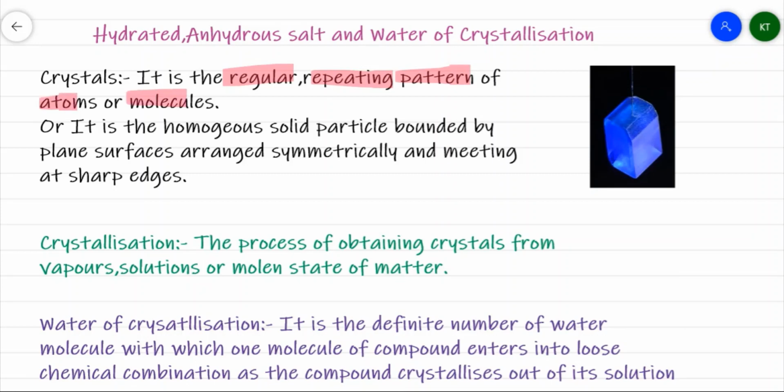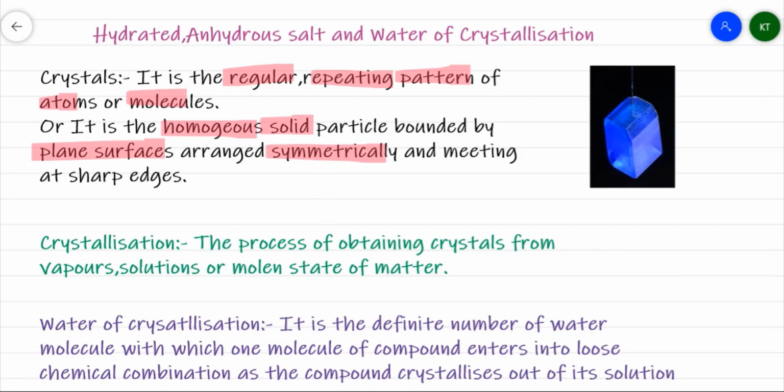That is called crystals. Or you can also define a crystal as a homogeneous solid. Homogeneous means the same throughout. A homogeneous solid particle which is bounded by plane surfaces, arranged in a symmetrical manner and having sharp edges.